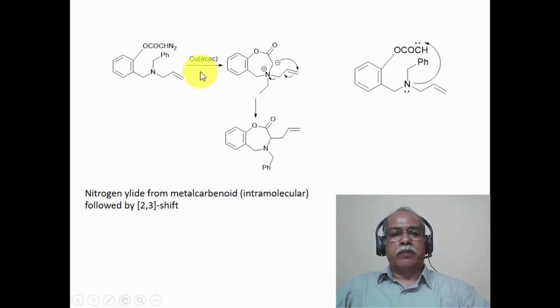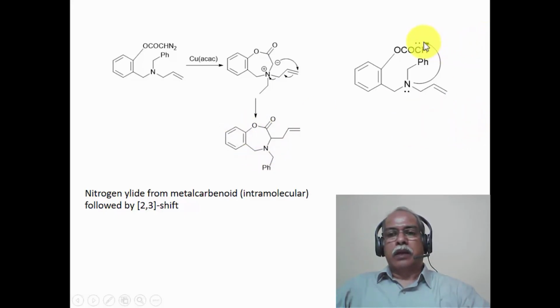Another example of a copper mediated intramolecular carbene transfer reaction is what is shown here. This alpha diazo ester undergoes decomposition in the presence of copper acetylacetonate, resulting in the formation of a copper carbenoid system. The carbene that is generated is now added to the nitrogen to produce the corresponding ylide. This is already substituted with the allyl group here. So the ylide undergoes the 2,3 sigmatropic shift, resulting in the formation of the alpha allyl substituted amine derivative, which is the final product in this particular case.